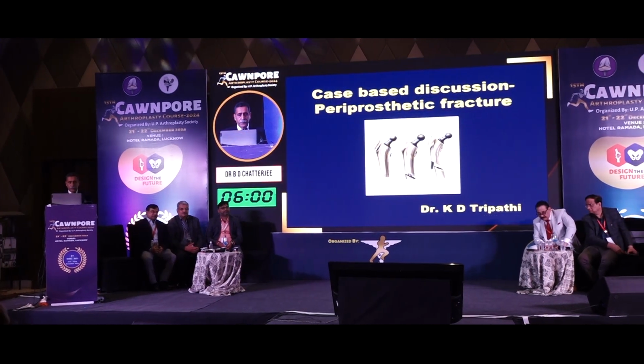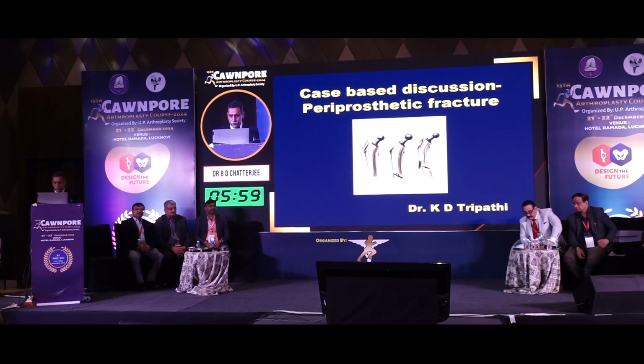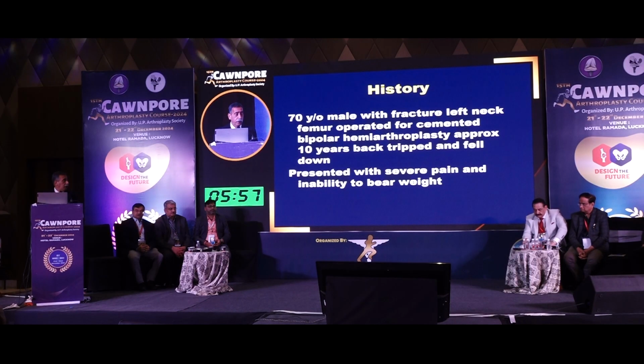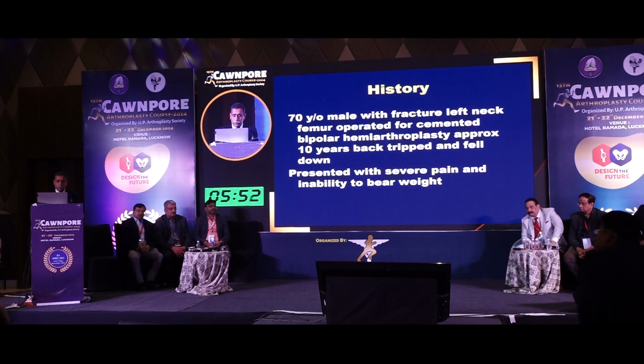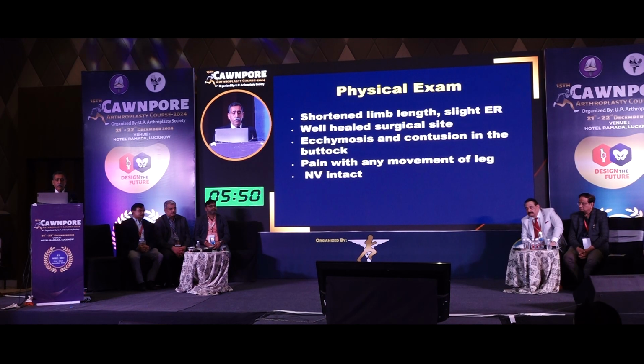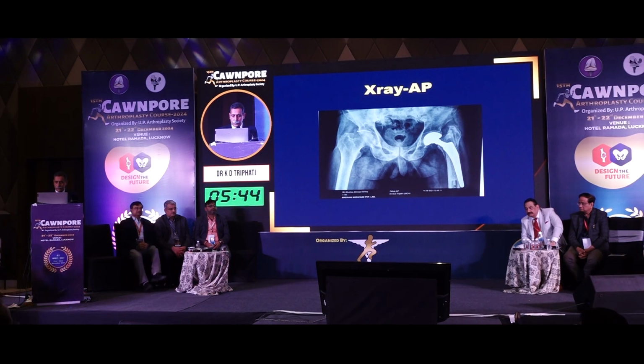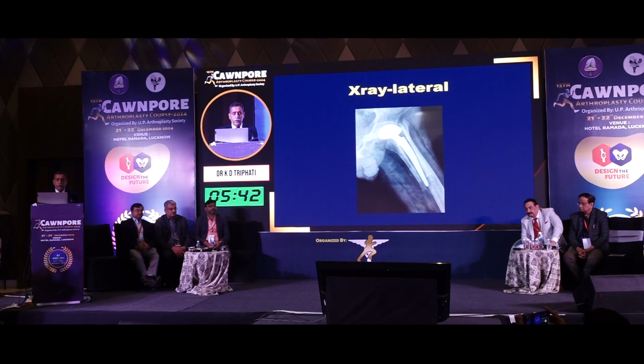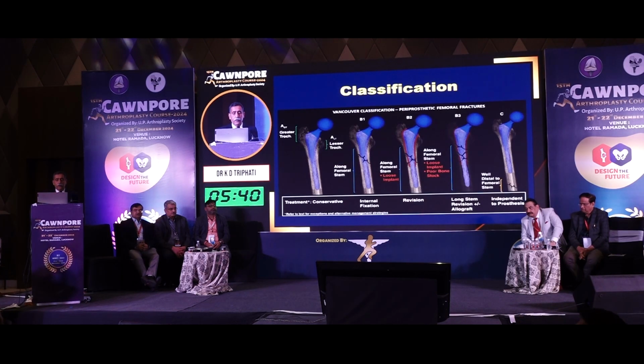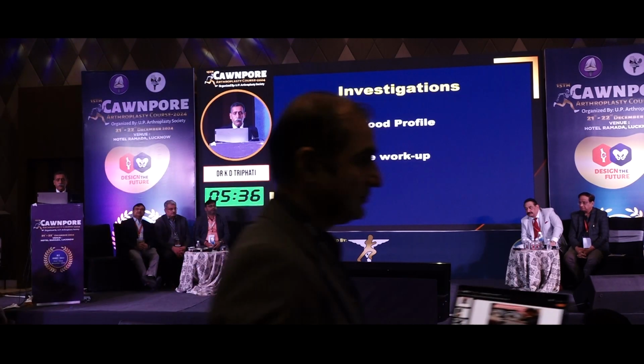This is the case presentation of periprosthetic fracture. You may intervene if you want in between. This was a patient of 70 years old male, and fell down after 10 years of arthroplasty, and this was the X-ray. It was a periprosthetic fracture, AP and lateral view. When we classified, it is B2 with the good bone stock.